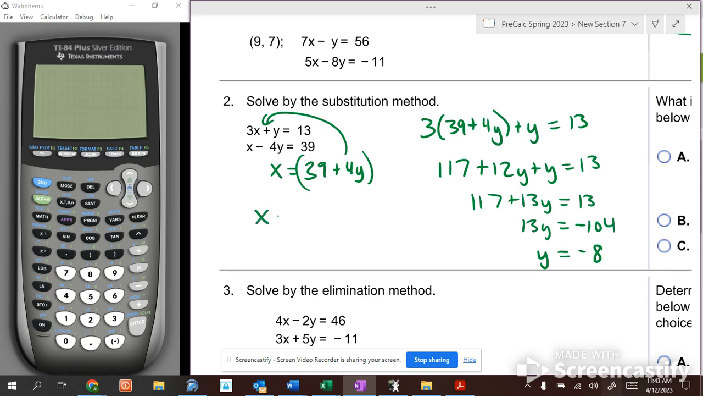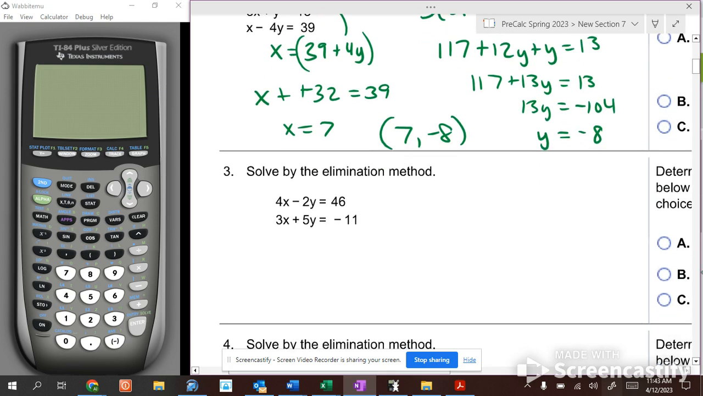So if we stick a negative 8 in there, we get x minus 32 equals 39. So if we go plus, x must equal 7. So it's 7, negative 8. That's the substitution method. Elimination method.